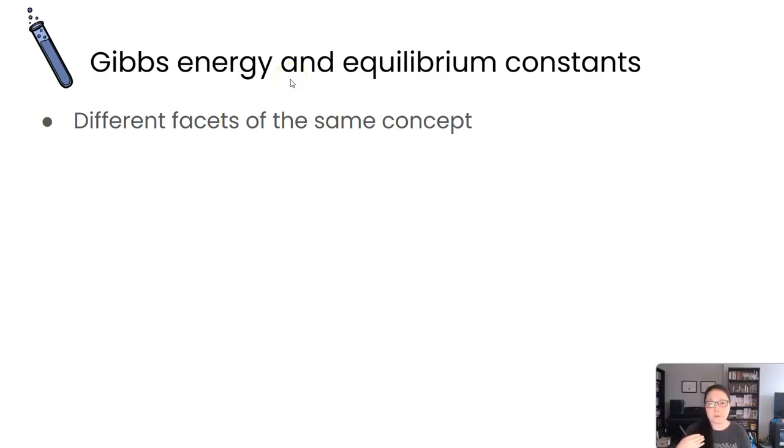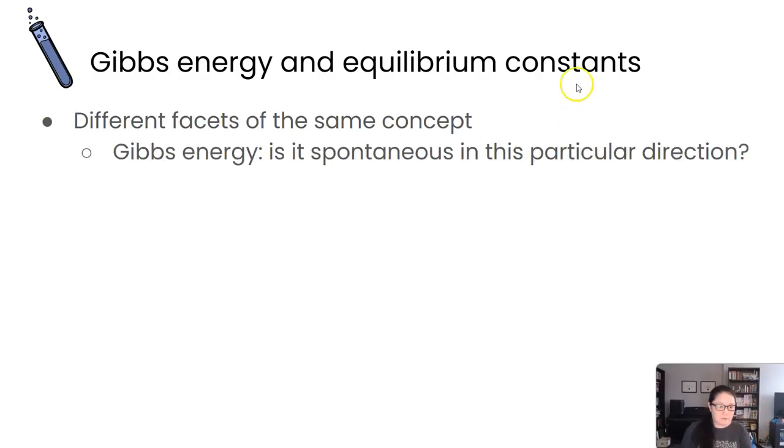First off, let's talk about the relationship between Gibbs energy and equilibrium constants. The two ideas are very much different facets of the same idea of, is this reaction going to go? When will it stop? These sorts of ideas. Now, of the two, the Gibbs energy portion is around the idea of spontaneity: will this reaction happen if you leave it on its own? Gibbs energy is about that. Is it spontaneous in this particular direction?